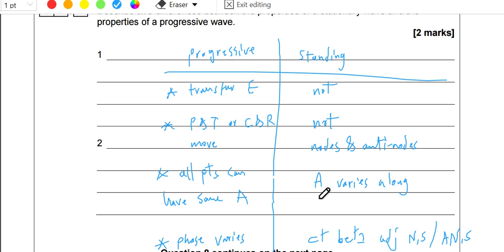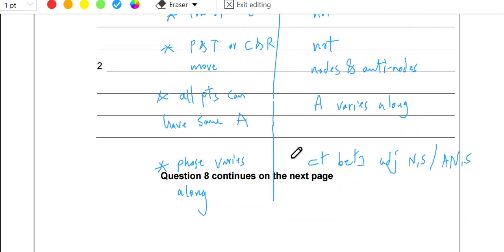They differ. Points in the medium where a standing wave forms differ in amplitude along with the time, and some points cannot vary in amplitude of displacement and reach the same amplitude. Phase varies, but it is constant between adjacent nodes or antinodes.